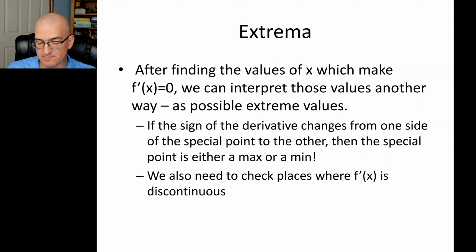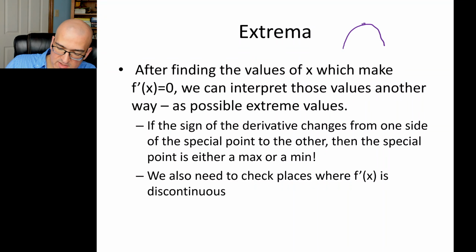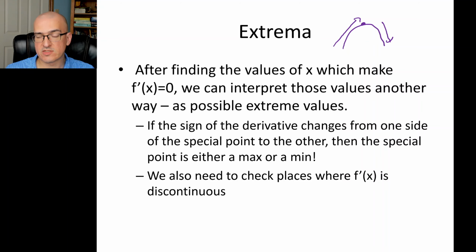If it's a maximum, so if it looks like the top of a hill, notice that to the left of that top of the hill it's increasing and to the right it's decreasing. So the derivative went from being positive to instead being negative.